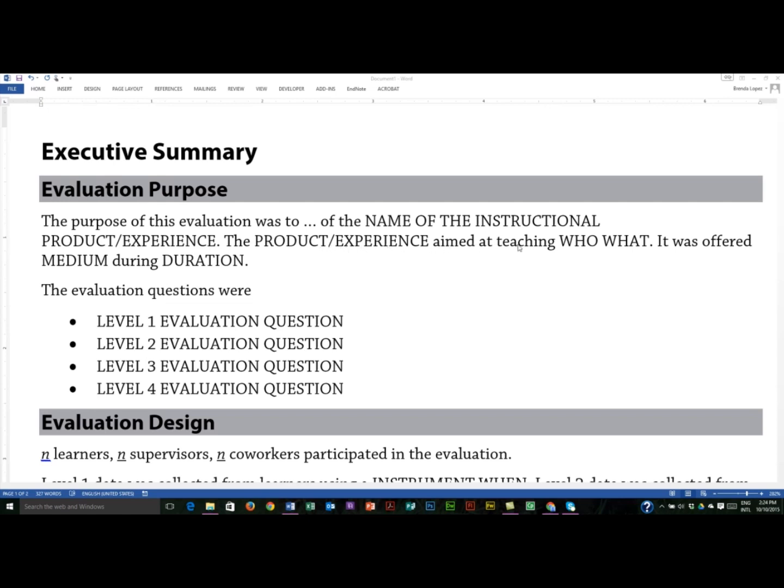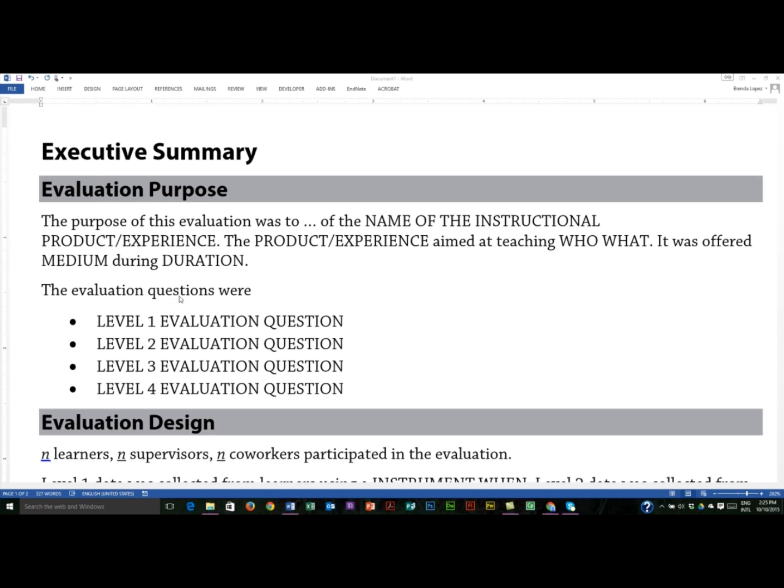So what did it aim to teach and to whom? And include a little something about what was the medium in which it was offered. Was it face-to-face or was it an online thing? And what was the duration? A one-day thing, or was it meant to be listened to through 2 hours, whatever it is?